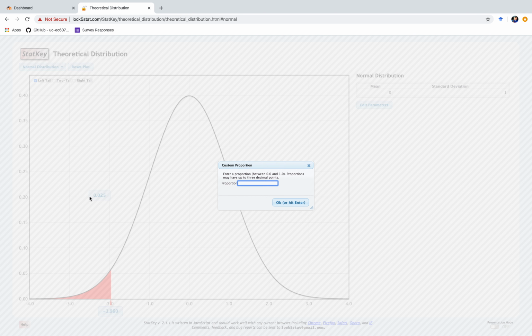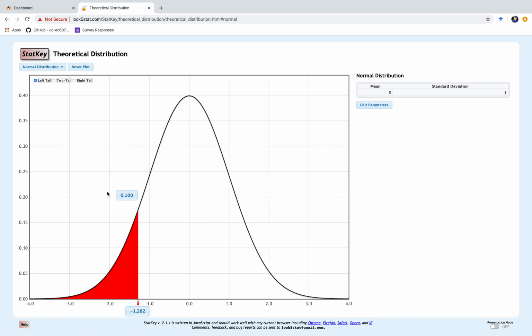What if instead of 0.025 I wanted 0.1? I can change that probability and it will give me an updated z-score. So that one would be negative 1.282. Like I said, remember these right now are z-scores because your mean is 0 and your standard deviation is 1. But we can change that. So we'll reset the plot.